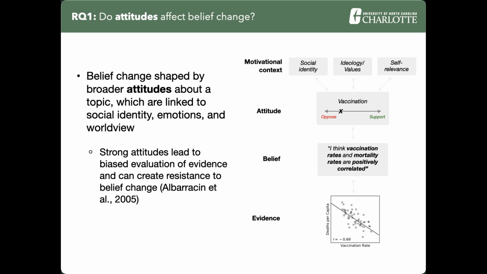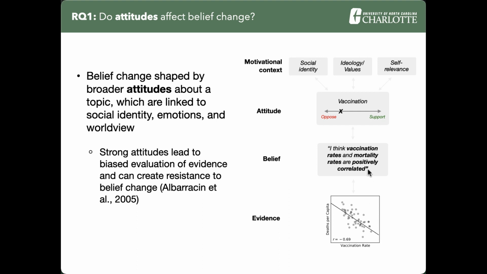For instance, a person might have a belief about a specific empirical relationship, like thinking that vaccination is associated with greater rates of mortality. The typical goal of a data visualization is to inform, to present evidence that can potentially change that belief, for example, by presenting evidence that there's a negative correlation between those variables.